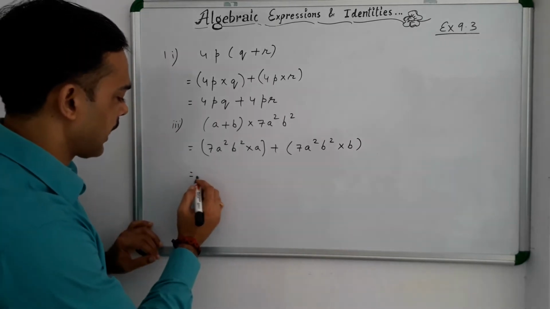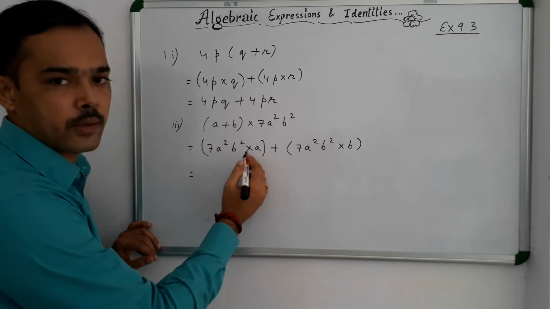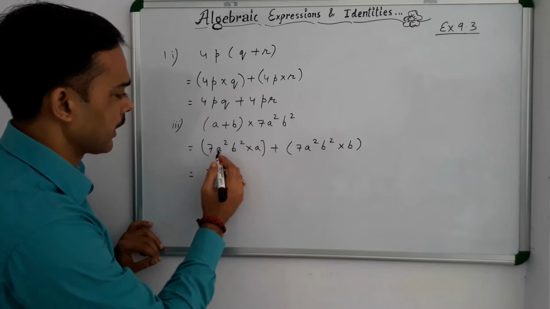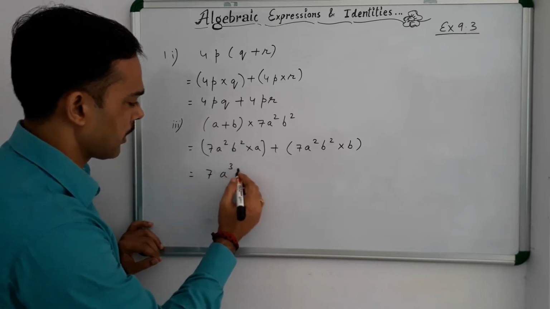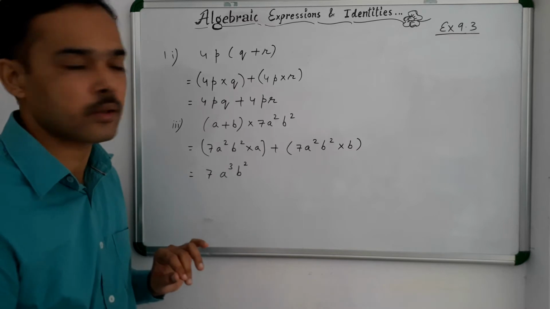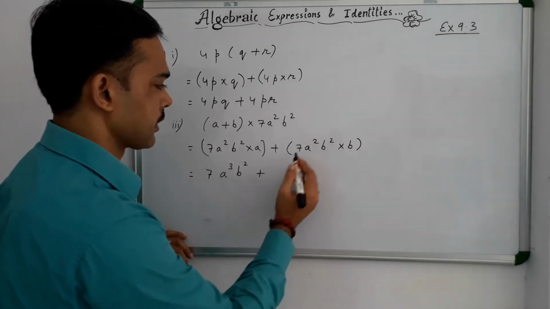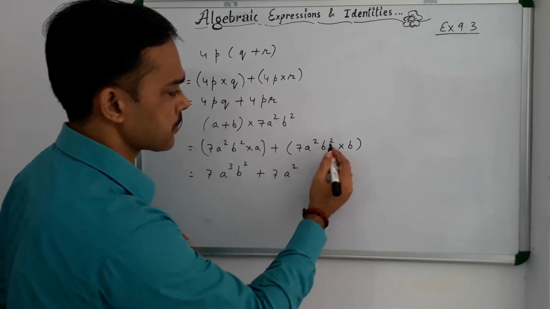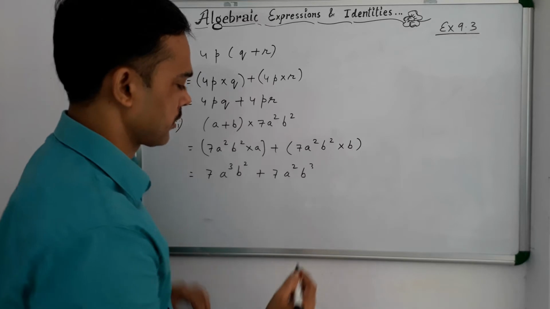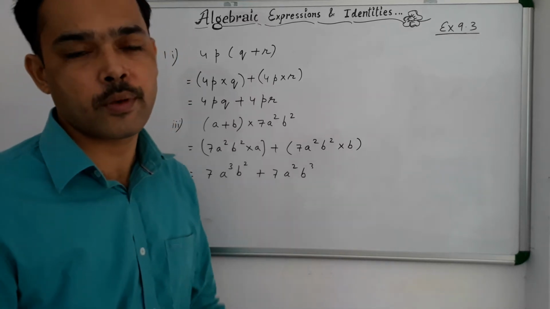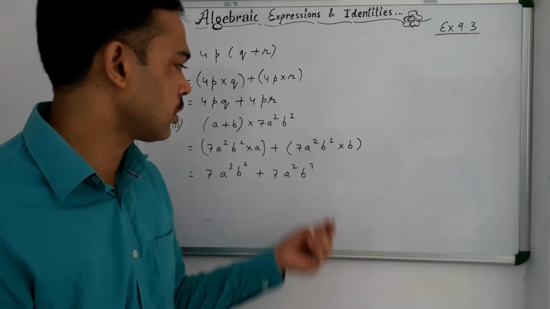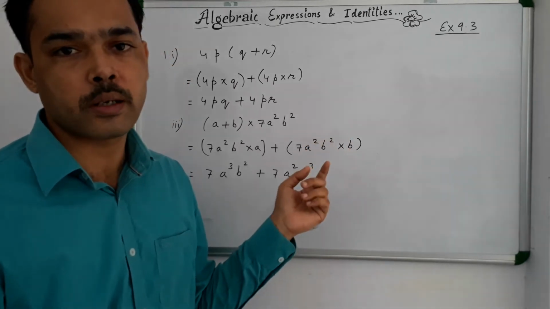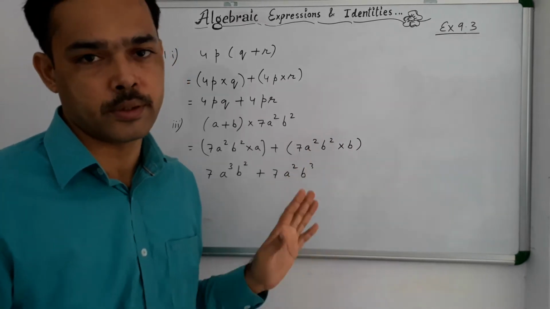Now this is 7, and over here if there is no constant, it means it is 1. So 7 into 1 will be 7. A square into a will be a cube, and b square will be written as it is, plus 7 into 1 will be 7a square, and when you multiply this b square with b, you get b cube. Why? Because we are applying laws of exponents here also. Since b square and b have the same base, their exponents will be added. 2 plus 1 will become 3.